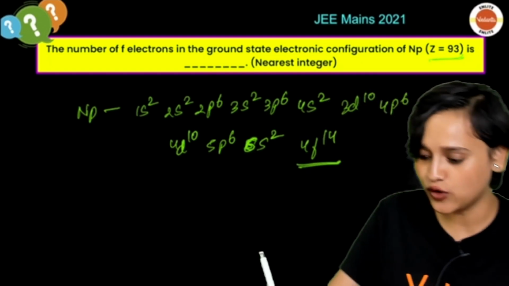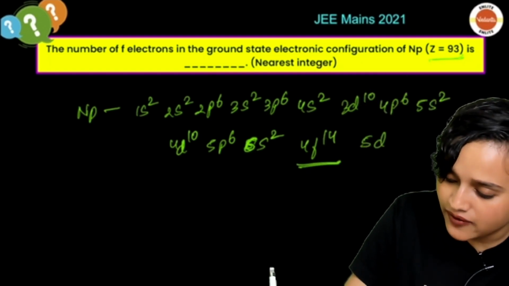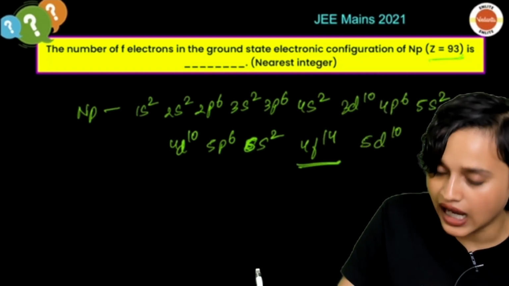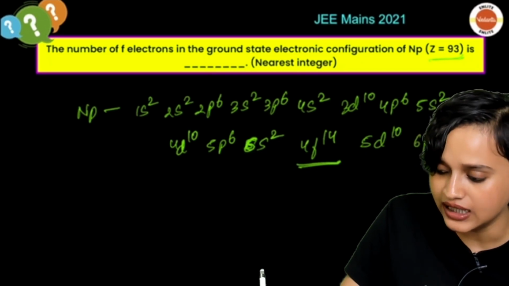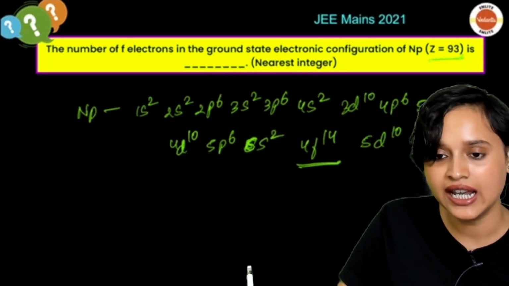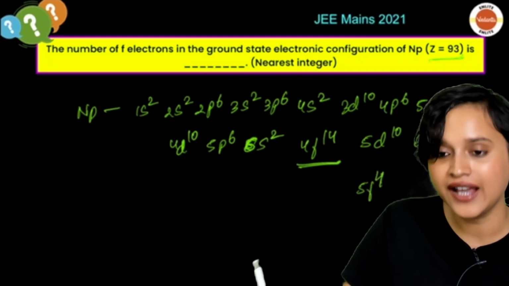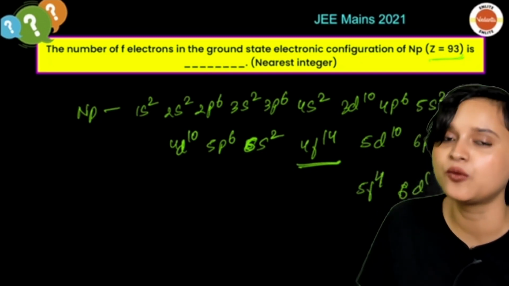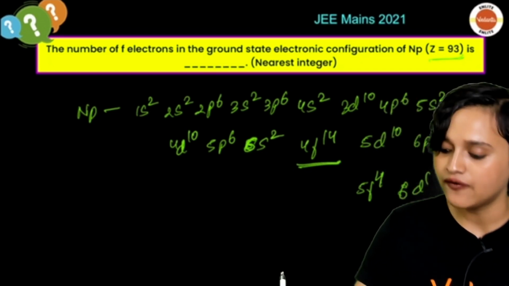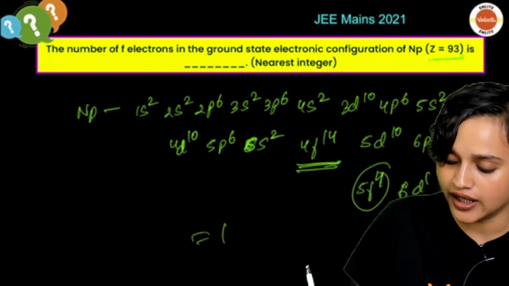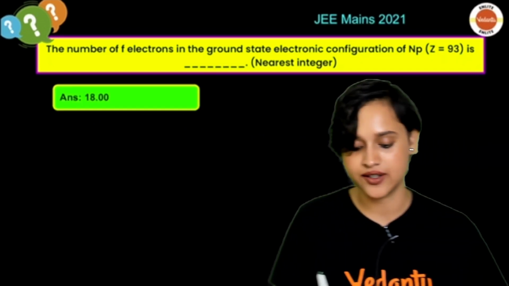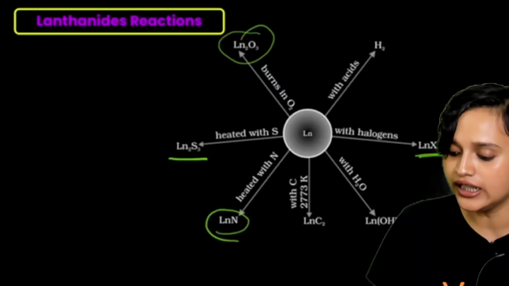Oh, it is 4f14. Then what will we have? We will have 5d10, then 6p6, 7s2, 5f4 and 6d1, which is why I got confused. So 5f4 plus 4f14, there will be 18 electrons, my dear student. That is why 18 electrons. Got it? All right, guys.